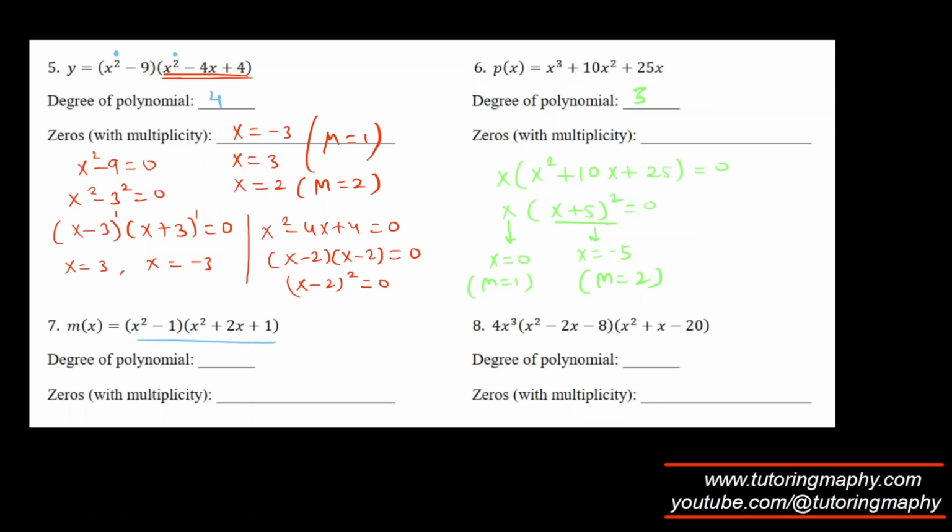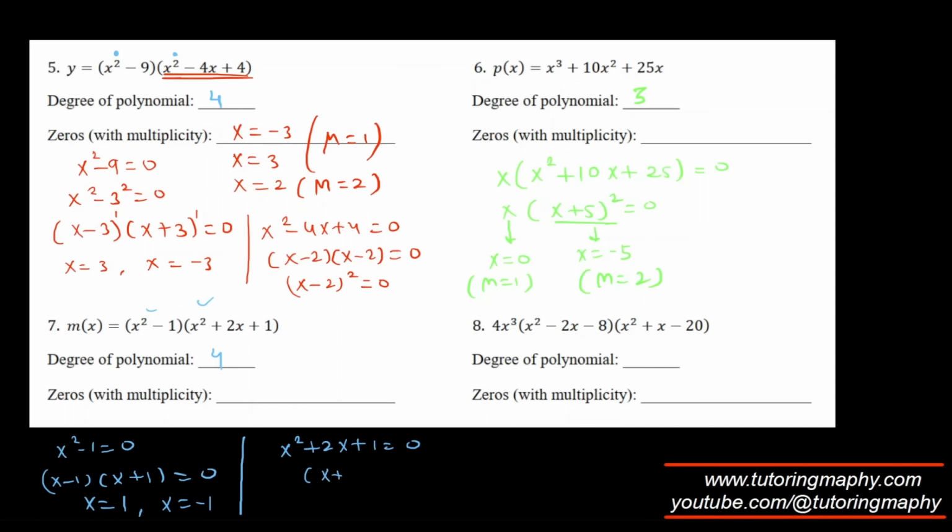All right, this is pretty much straightforward now. 2 plus 2 is 4, so 4 over here. x squared minus 1 is 0, which means that x minus 1 times x plus 1 is 0, which means that x is 1 and x is minus 1, both with multiplicity of 1. And the other one, you might have all noticed already, it's a perfect square, which is x plus 1 whole squared equal to 0, which means that x is negative 1 with a multiplicity of 2.